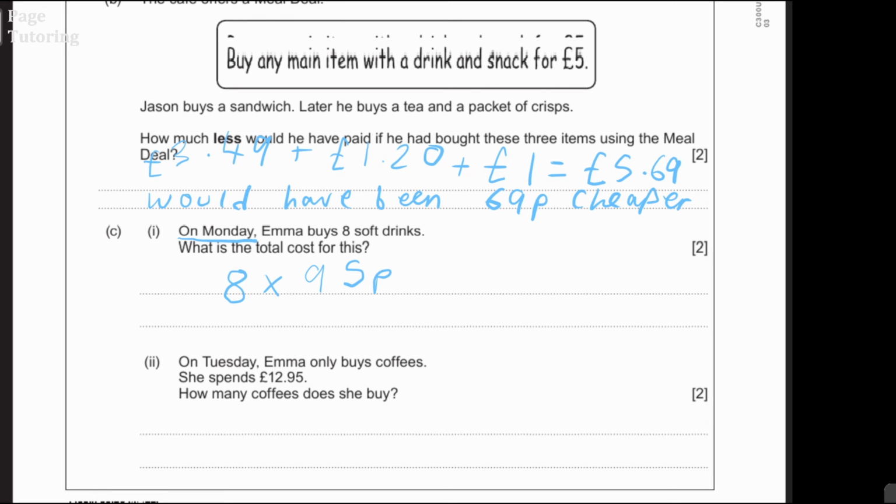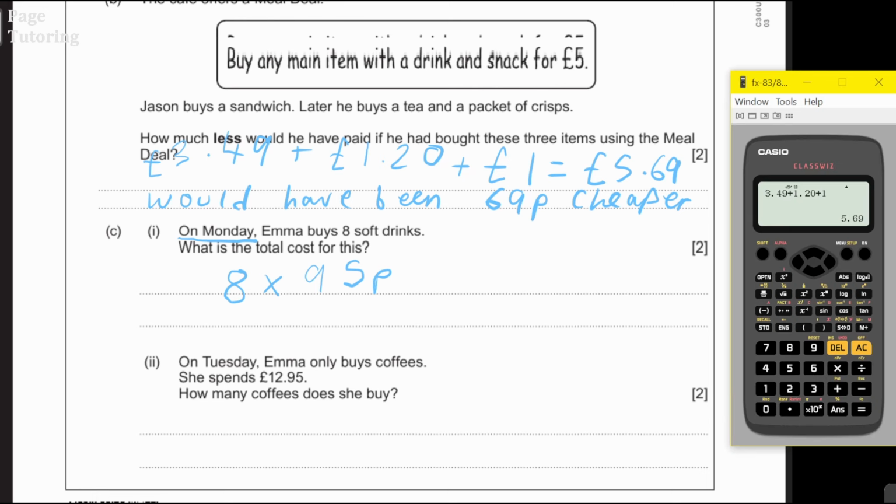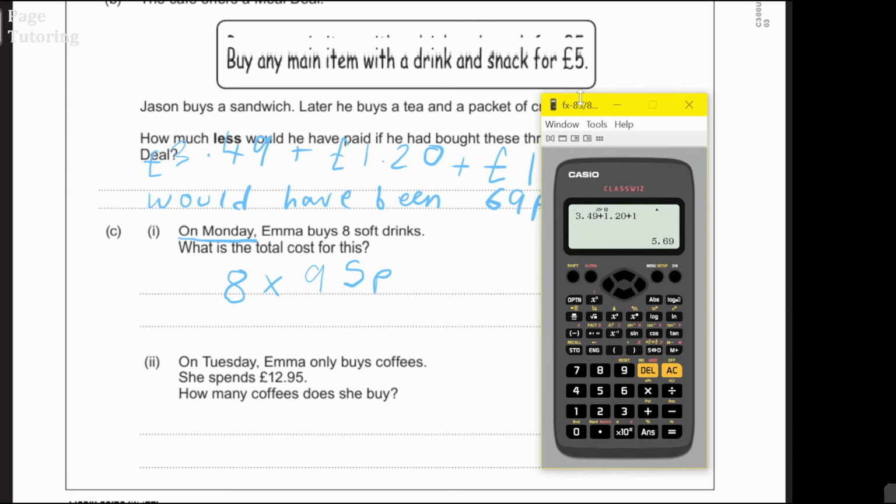Once again, you don't have to do it in your head. Don't use your brain more than you have to. Save it for the hard questions. We're just going to plug that in. 8 times, and it's 95p, but in pounds, because we want to convert this to pounds straight away, it's 0.95.